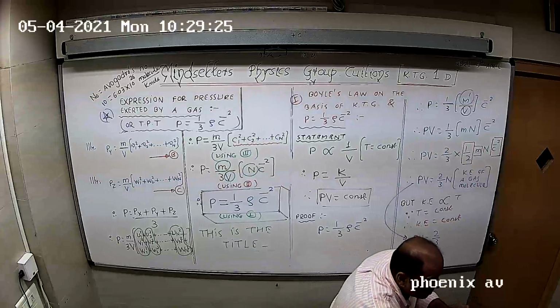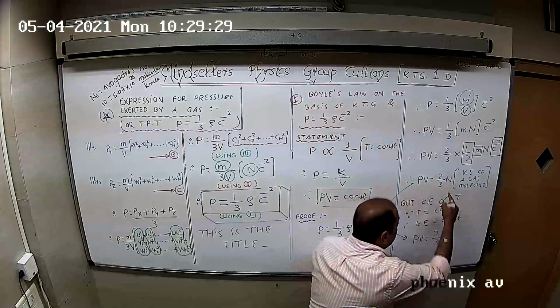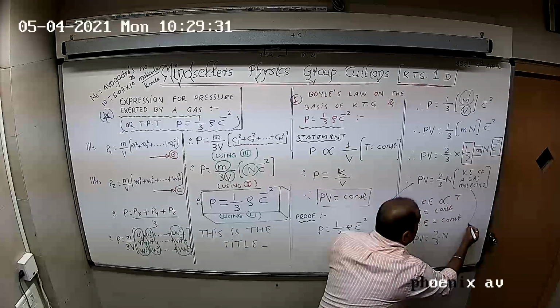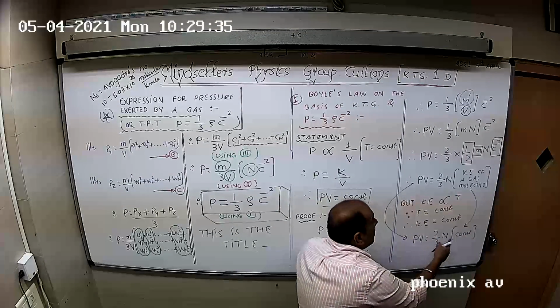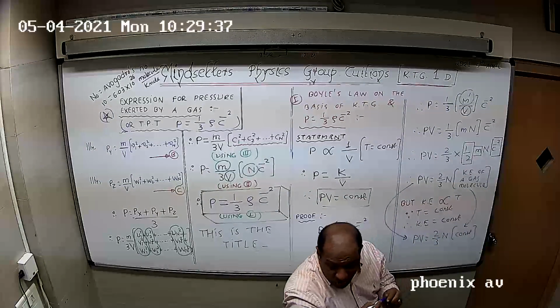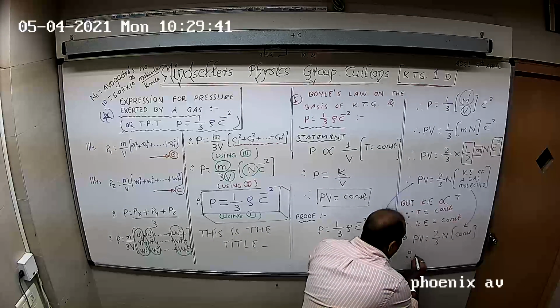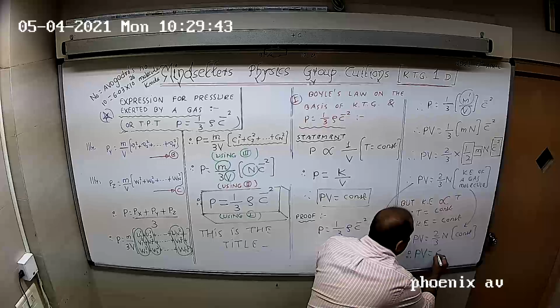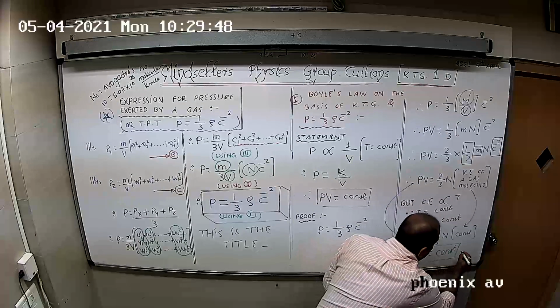Sorry students, it was very urgent. I am so extremely sorry. So PV is equal to 2/3 into n into the kinetic energy of a gas molecule, which is a constant number. So constant into constant is a constant, and then we prove Boyle's law. PV is constant. Target accomplished.